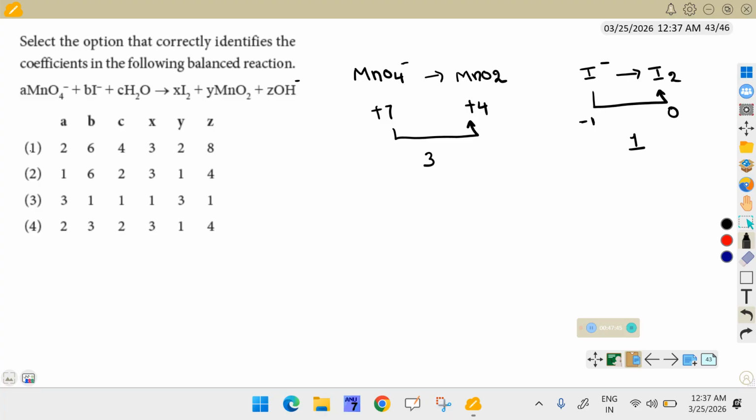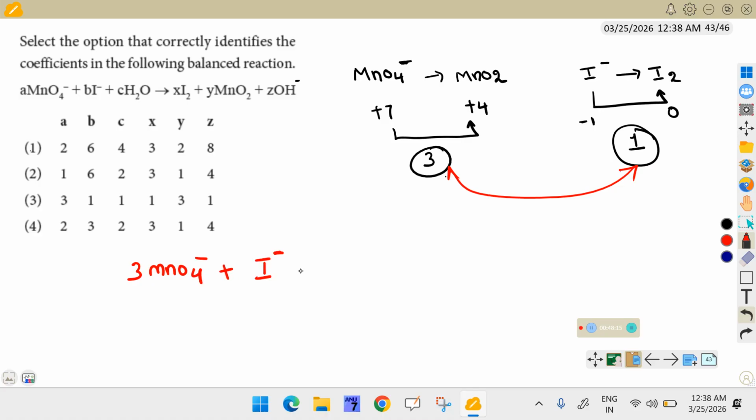Identify A, B, C, X, Y, Z in the following reaction. Okay, MnO4 minus is converted to MnO2. I minus is converted to I2. Calculate the n factors. The n factor value of manganese is 3. The n factor value of iodine is 1. Exchange the n factor values. So take 3 moles of MnO4 minus plus I minus plus H2O gives rise to I2 plus MnO2 plus OH minus.